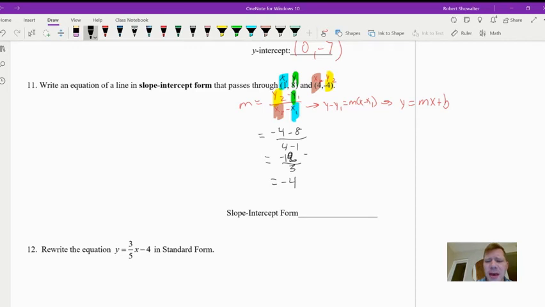We put it into point-slope form. So we go y minus y1, we label y1 as 8, equals m, which is negative 4, times x minus 1. That's what we did up in the house. Now we turn it into y equals mx plus b by distributing it. That is the way, and that's where we're going to leave it.